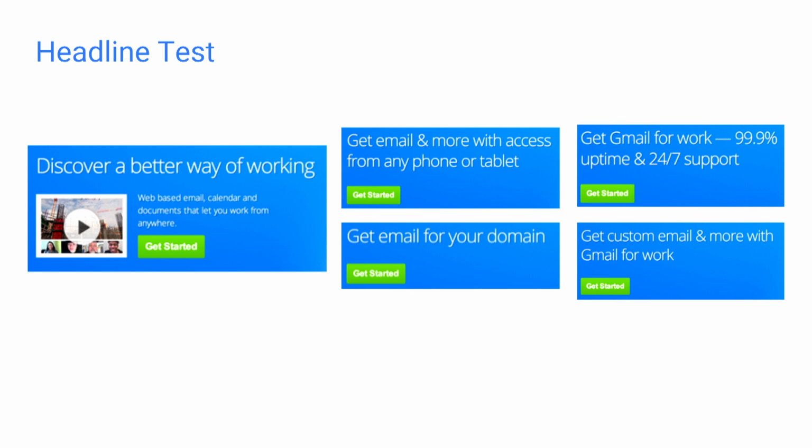We were pretty adamant. We didn't think anything was going to beat Discover a Better Way of Working. Marketing loved this message because it was this holistic message of how the various tools in the G Suite group, so Hangouts, Docs, Drive, Gmail, could all help you work together to better your business. But engineering thought that some of these other headlines might work better, and you can tell they were written by engineering when you look at things like get email for your domain and get Gmail for work, 99.9% uptime and 24/7 support. And so we saw these headlines, we were like, okay, engineering helped build us this platform to test. We need to appease them. We're going to run this test.